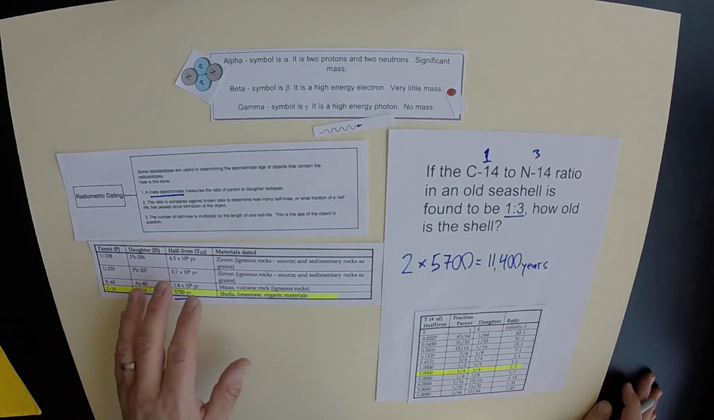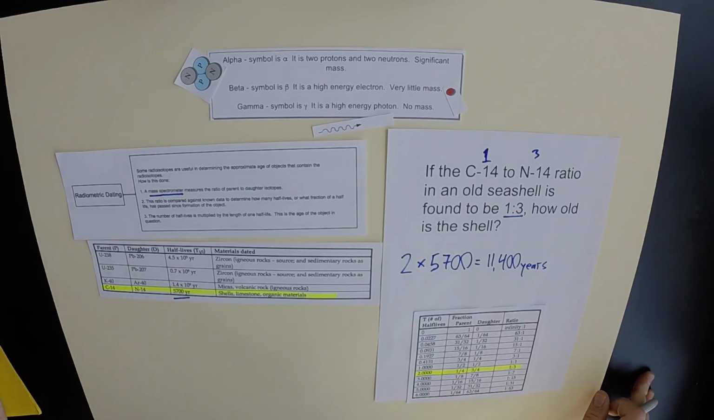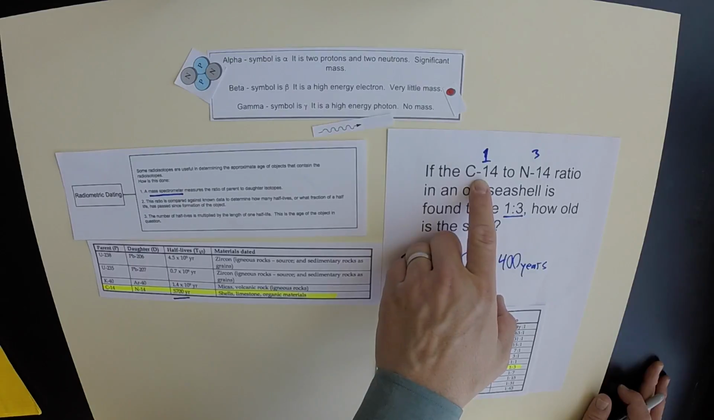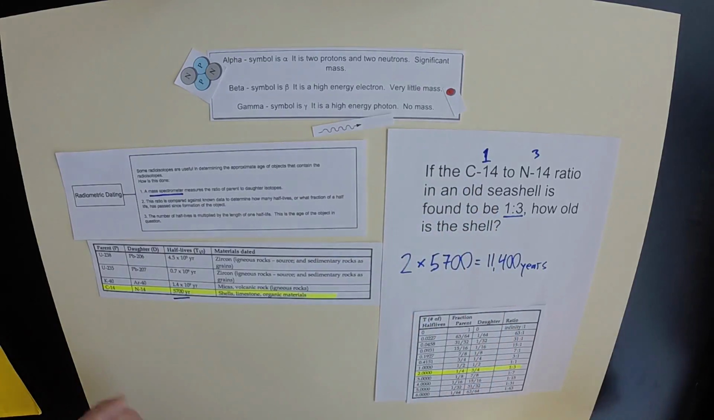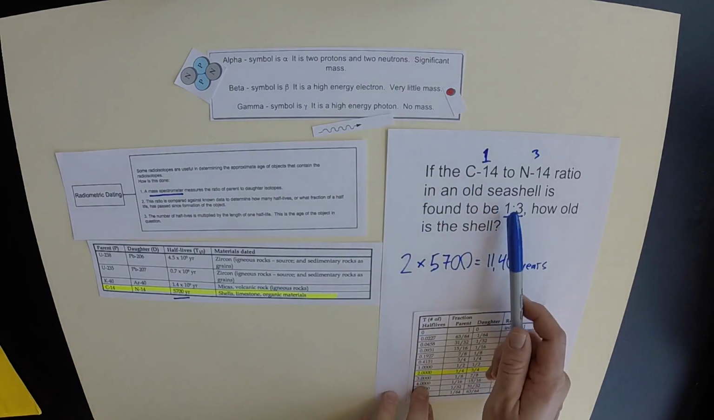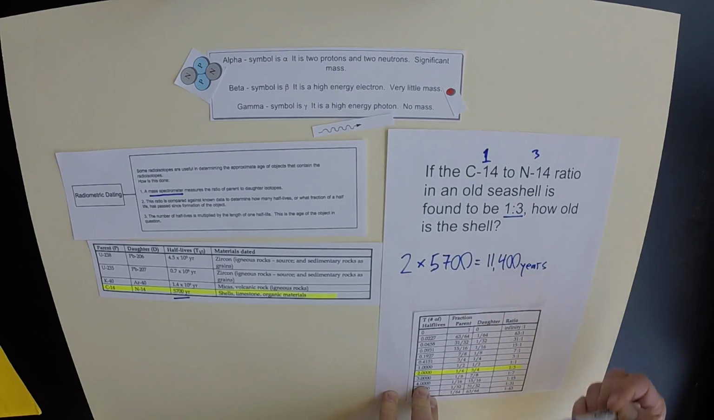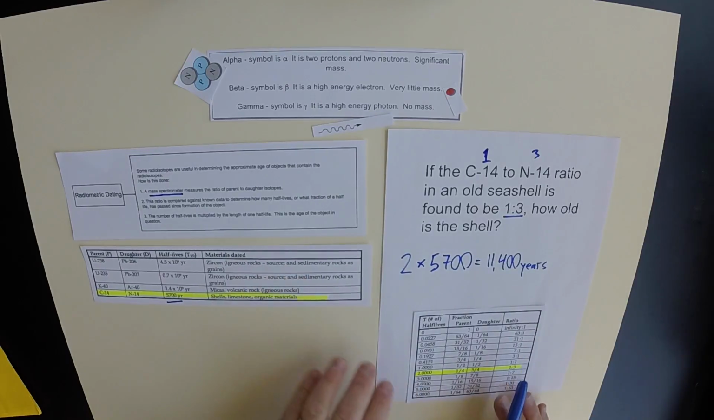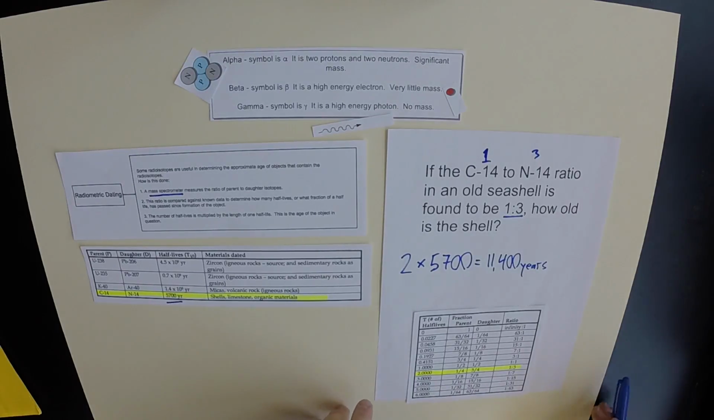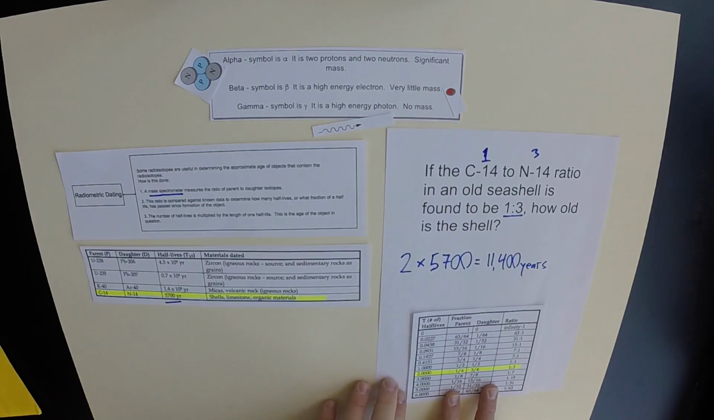And think about it, right? When something dies, it's no longer living, it's no longer eating and ingesting food, or it's no longer taking in carbon dioxide if it's a plant. So at the moment of death, it's not replenishing any more C-14. So what this tells us is that this seashell died approximately 11,400 years ago. For any object where we can use radiometric dating to determine its age, this is how we would do it. Okay?